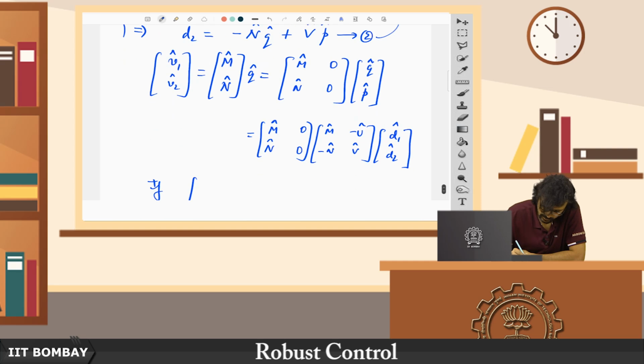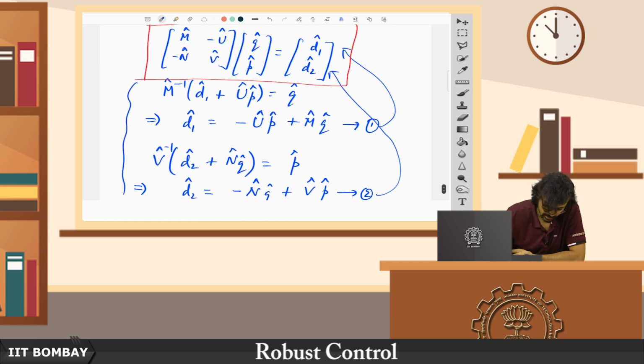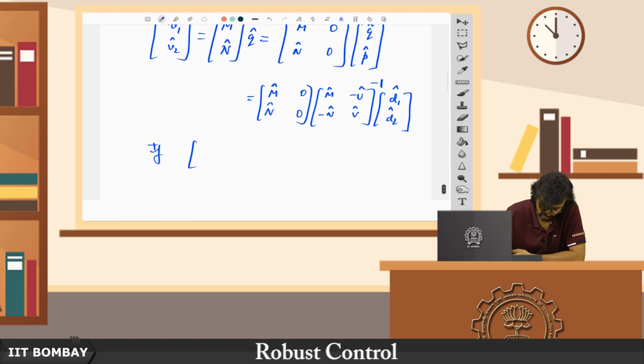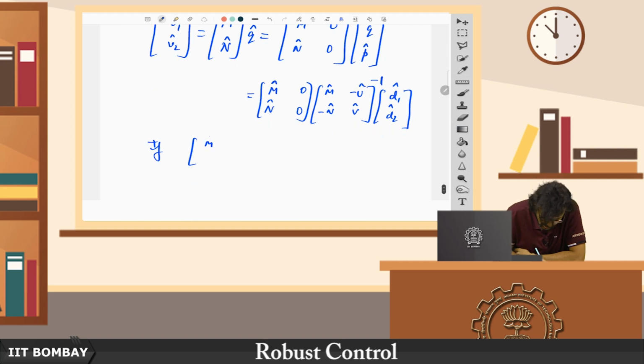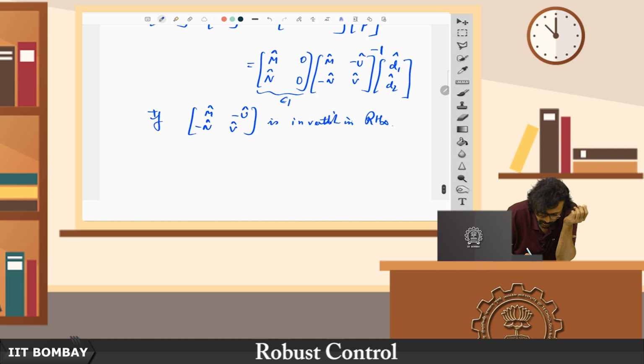Yeah, sorry, it should have been the inverse, right? Because I am trying to free this up to represent q hat and p hat in terms of d1 hat and d2 hat. So now if m hat, minus u hat, minus n hat and v hat is invertible in RH infinity, then what do I get? I get that this fellow belongs to RH infinity, and this inverse also belongs to RH infinity.